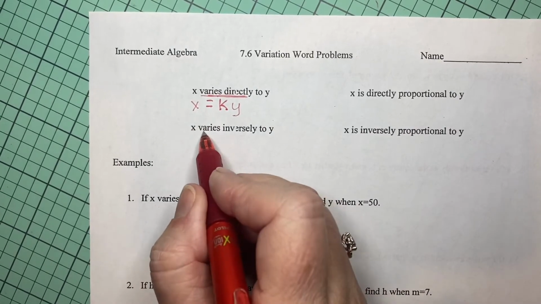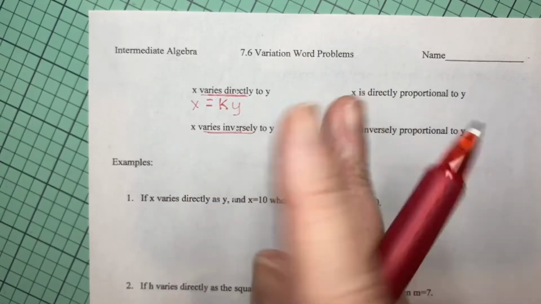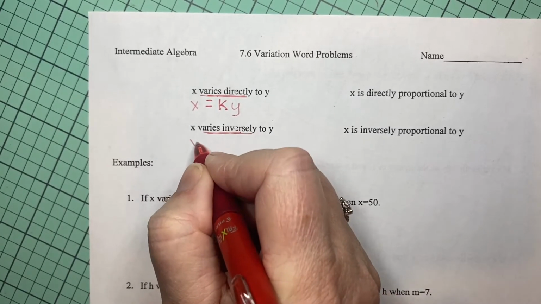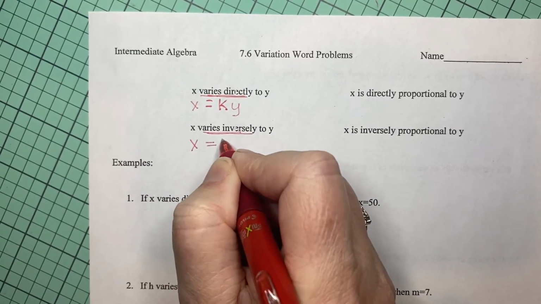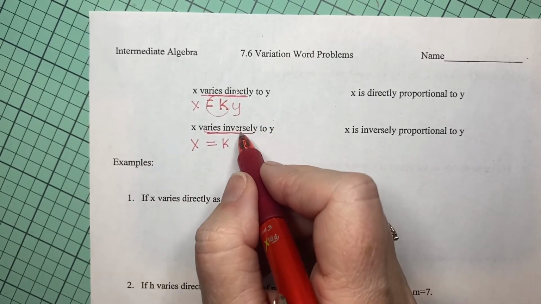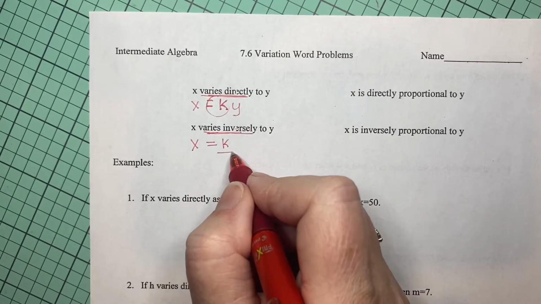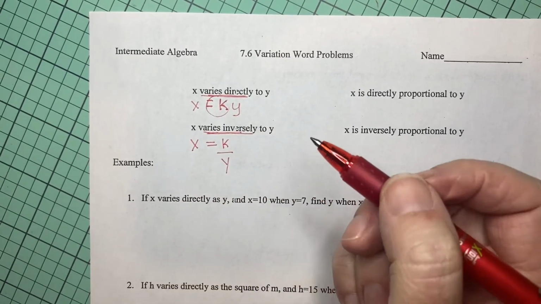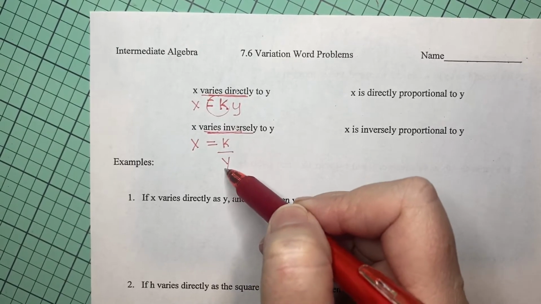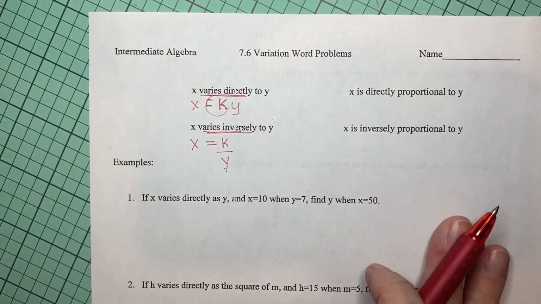This next one, x varies inversely. Think about inverse meaning the opposite, or to flip it. So it's going to be x varies, equals some k. Remember, varies always means equals k. But inversely to y would mean y is on the opposite side, on the bottom. So directly means y is right next to it, and inversely means y is underneath it.